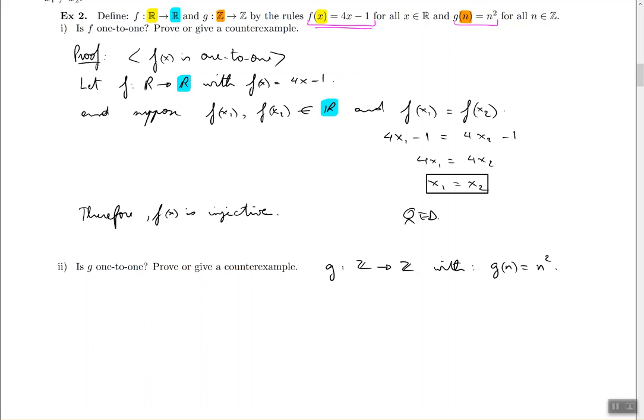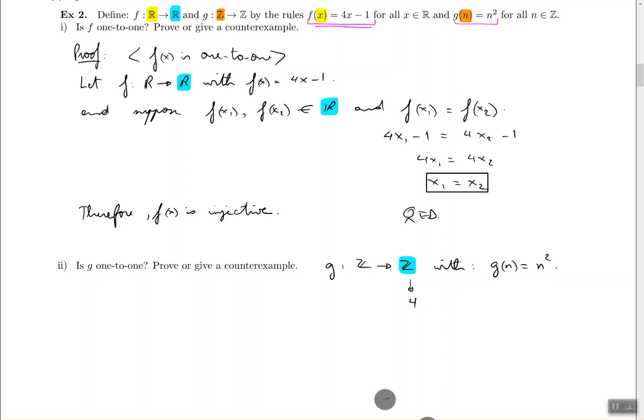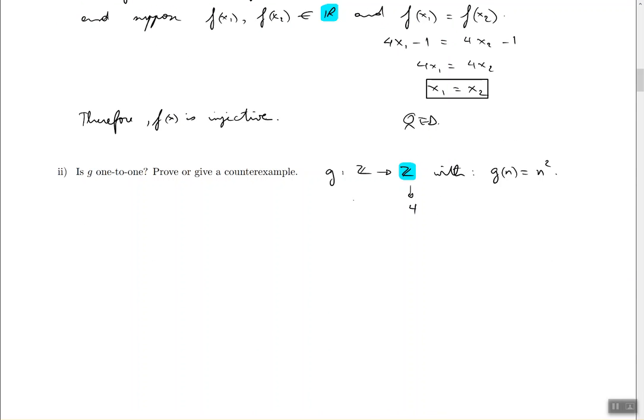I'm going to pick an element from the second set. For instance, I'm going to pick the number 4. And I'm going to think about what is the pre-image. In other terms, what number do you square to get 4 at the end? Well, there are two choices. There's a 2 and there's a negative 2. If you square 2, you get 4. If you square negative 2, you get also 4. So these two come from the domain, and they both have the same image in the codomain.